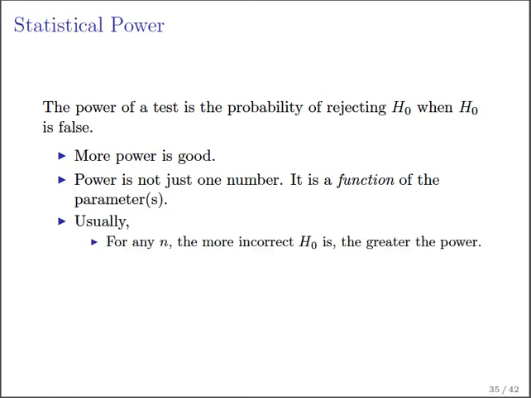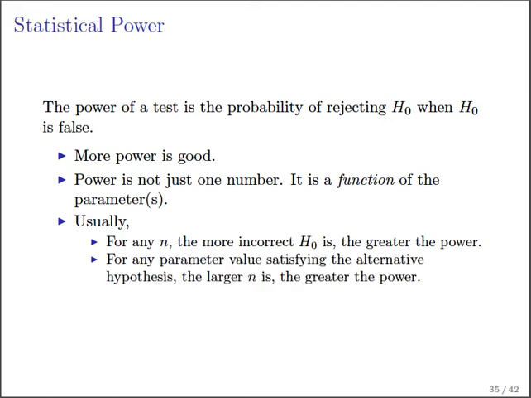And usually, for pretty good statistical tests, which is the kind we use, for any sample size n, the more incorrect the null hypothesis is, the bigger the power. And for any parameter value, or configuration of parameter values if it's a vector, such that the null hypothesis is false, the larger the sample size is, the bigger the power.